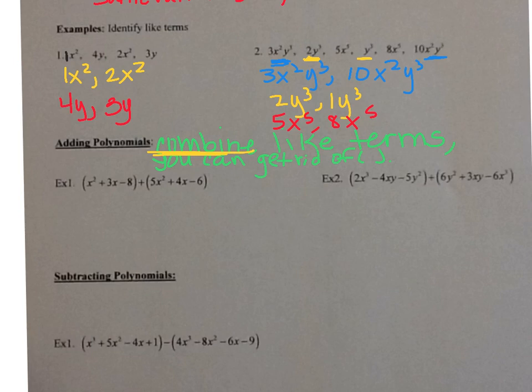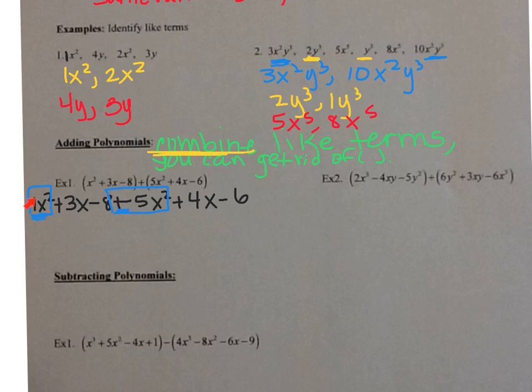I'm going to get rid of the parentheses. So I have an x to the second. Remember, that's really 1x to the second plus 3x minus 8 plus 5x to the second plus 4x minus 6. I'm looking for like terms here. All right, so I see an x to the second and a positive 5x to the second. Remember, the sign in front, so this has a plus, goes with the term. So it's a positive 1x to the second and a positive 5x to the second.